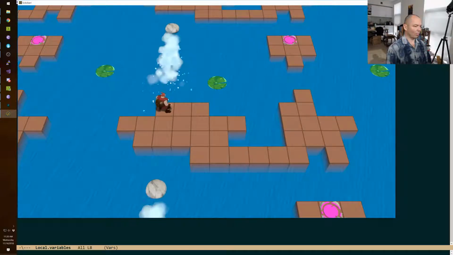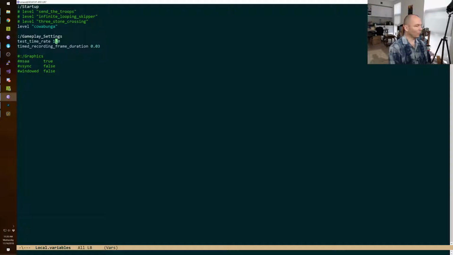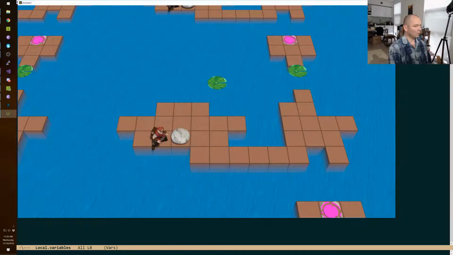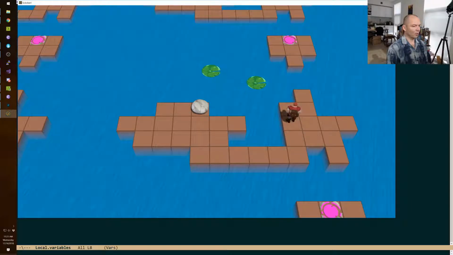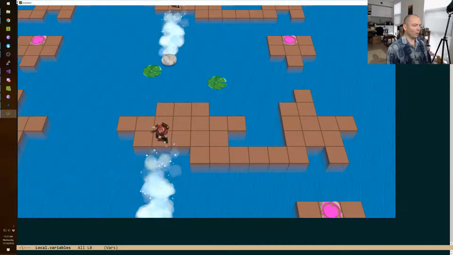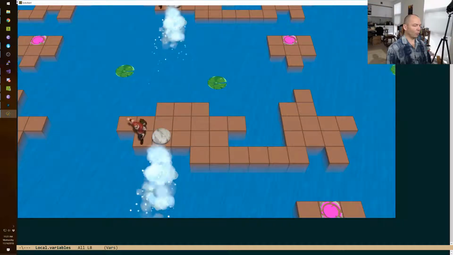Oh, that's just us playing the timed level forward. But our test time rate is 1. Maybe that doesn't totally work. Let me see what happens. Okay, well that worked, but that was not really the same crossing. Like, there's 2 ways you could do this level, sort of.